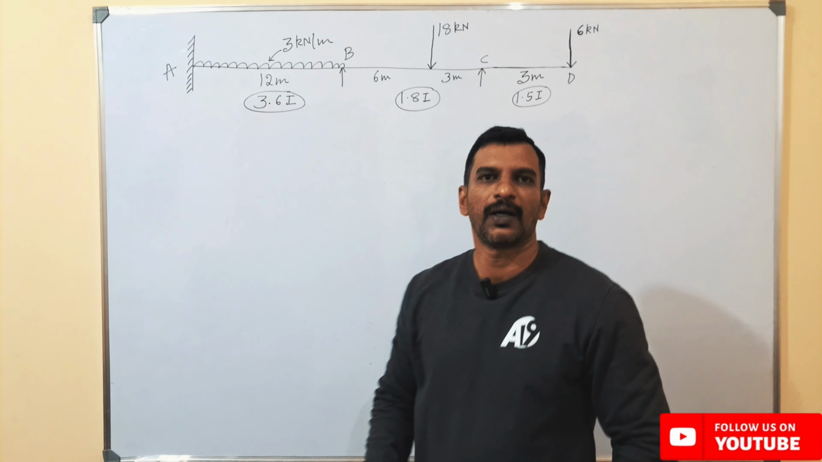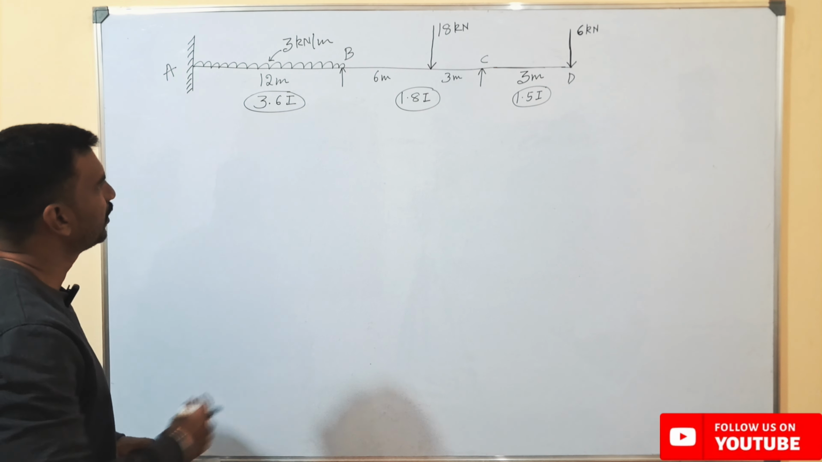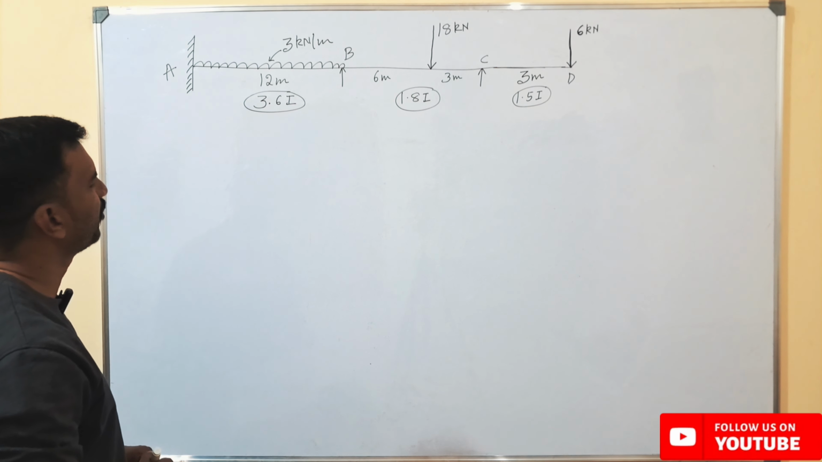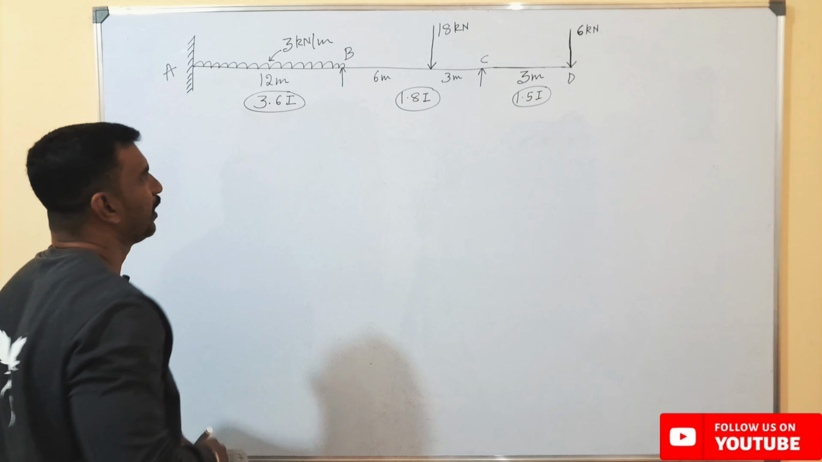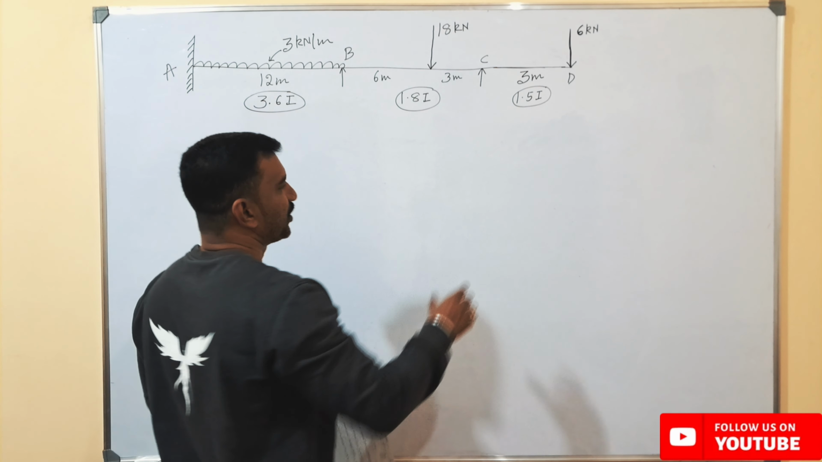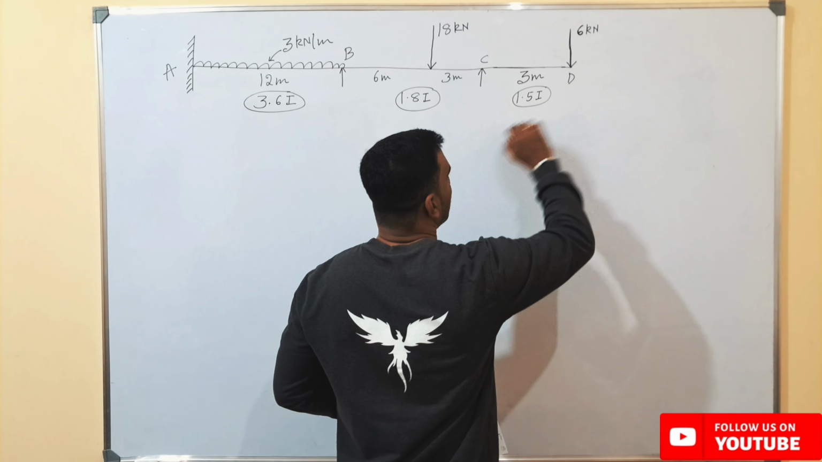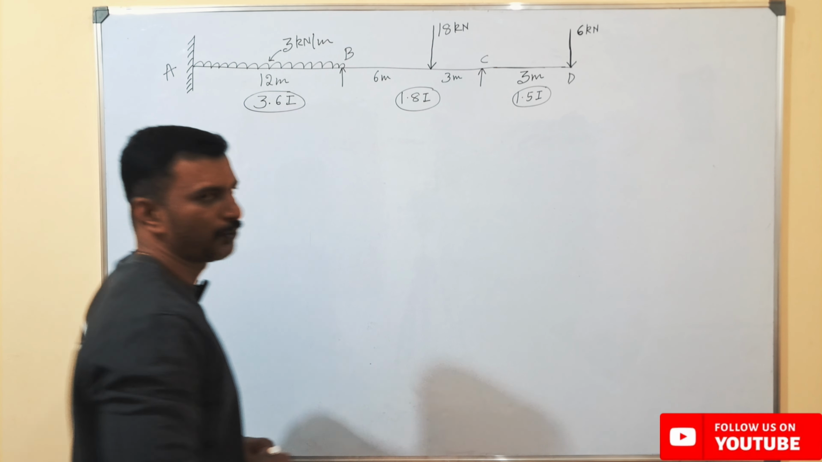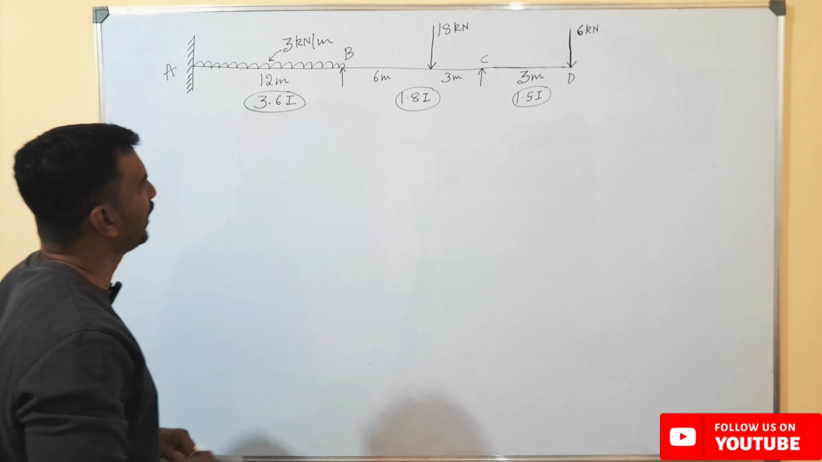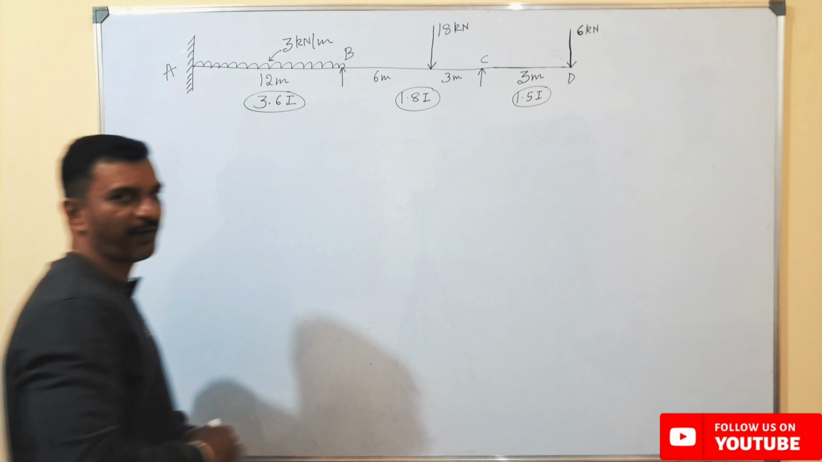In today's session we shall see how to analyze an overhanging beam with the help of Kani's method. Here I have considered a problem where span AB is having a UDL of 3 kN per meter and a span of 12 meters, and span BC is carrying an eccentric loading of 18 kN, and span CD is an overhanging portion with a span of 3 meters carrying a point load of 6 kN at point D. The moment of inertia for span AB is 3.6 I, for span BC is 1.8 I, and for span CD they have given 1.5 I.